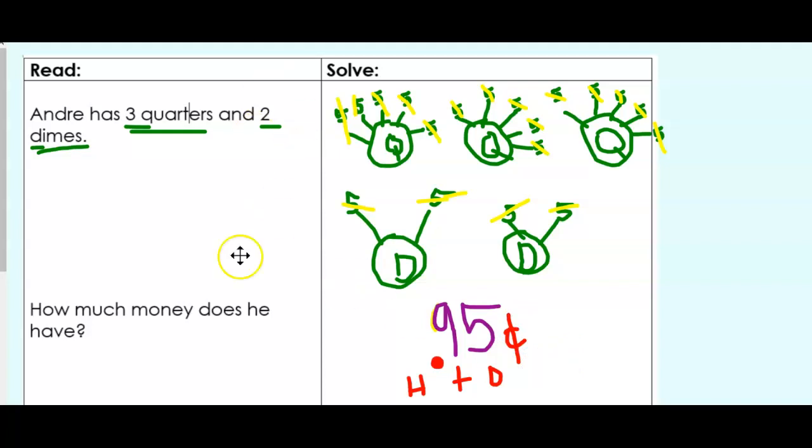If you have 95 cents, boys and girls, you are correct. And if you wrote the sentence, he has 95 cents, you are also correct. If you missed it, just go back, draw the picture again, and recount. Maybe you didn't leave enough space between your coins. Maybe your work wasn't as neat as it could have been.